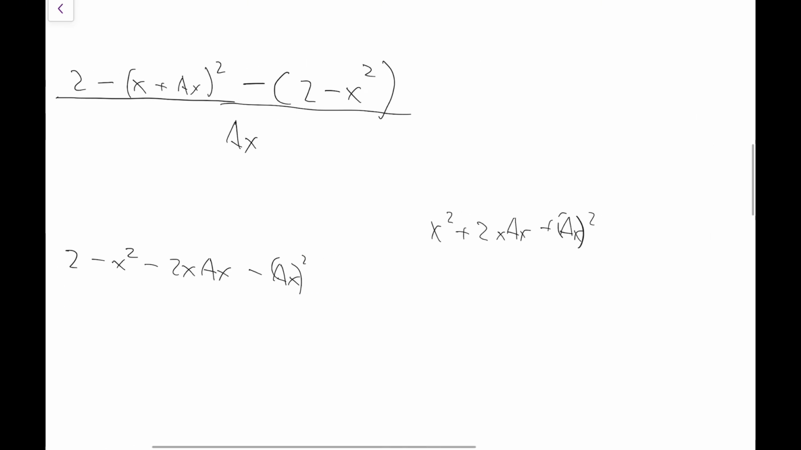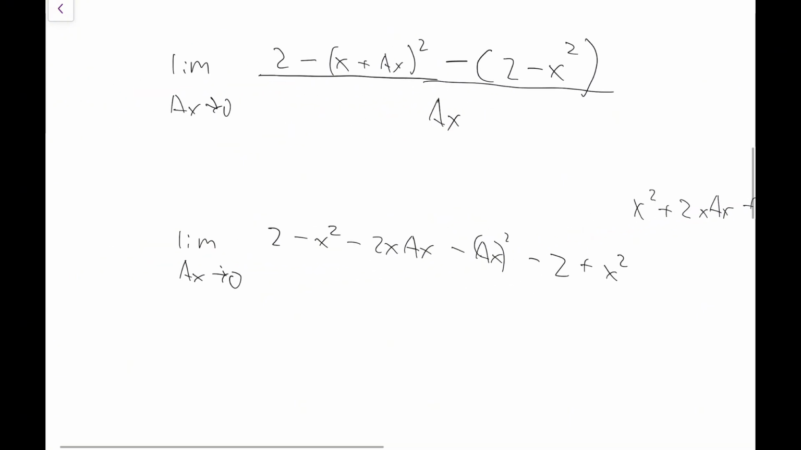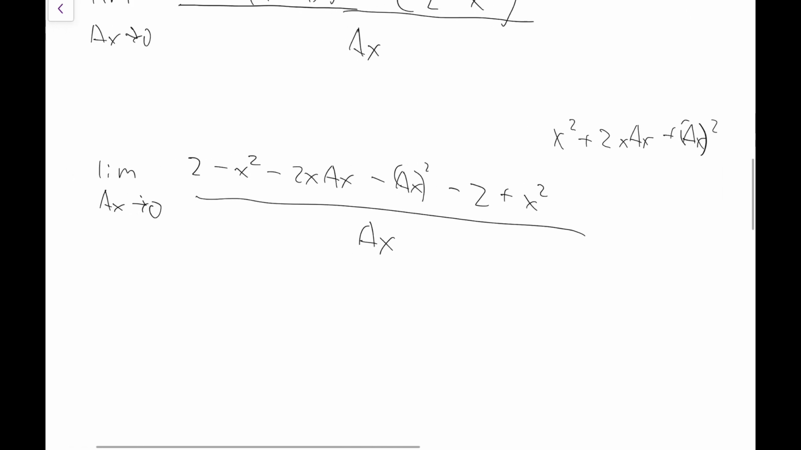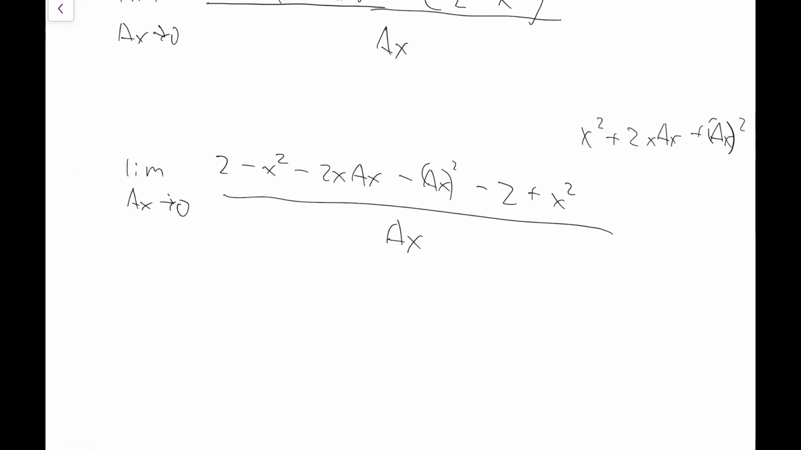Same thing for the original function part. We can distribute that negative, minus 2 plus x squared, all over delta x. So now we look for terms we can cross out. So the x squared and the 2 can be taken out.